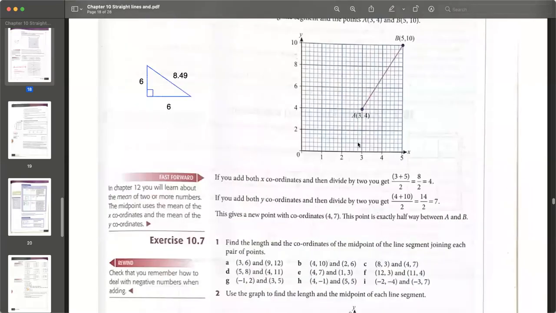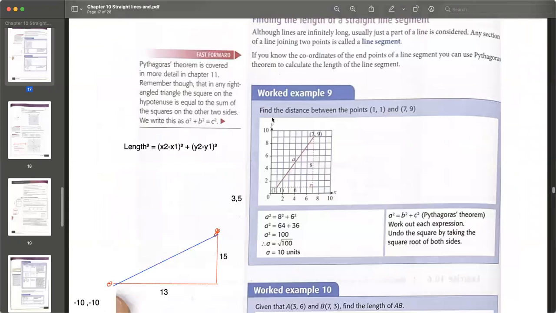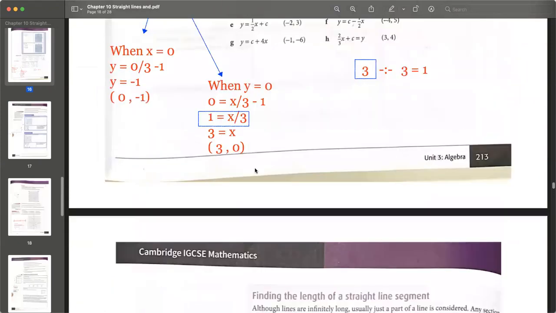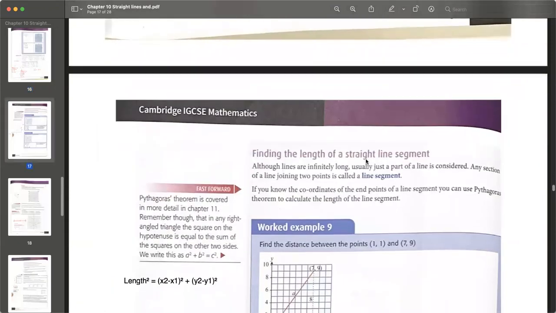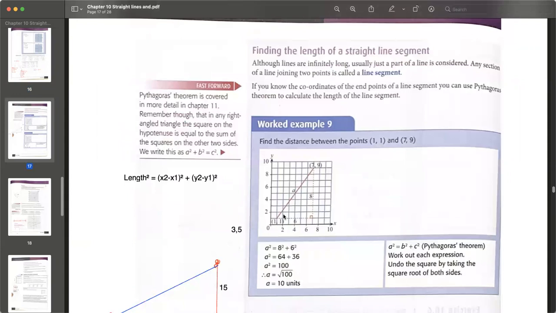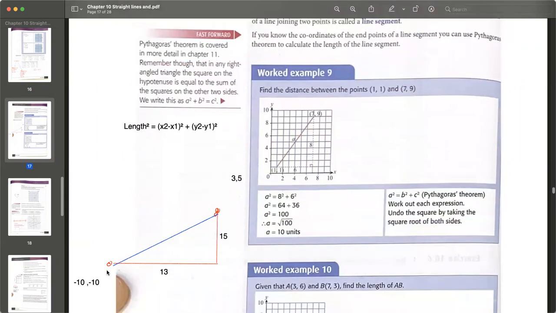So exercise 10.7 here, what we need to do is find the length of a straight line segment. That means we have two coordinates, and we need to find the distance here. In order to find the distance, we need to form a right angle triangle. So we want to form a right angle triangle, and we need to see the points here.